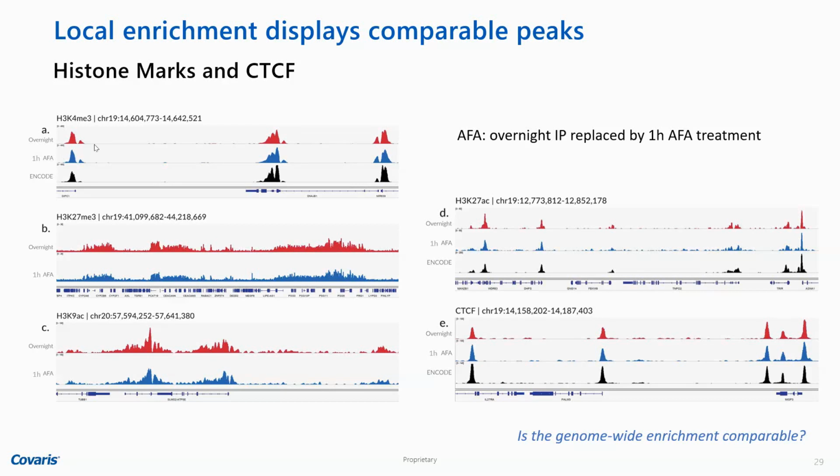from the same starting material. So we have performed this for K4-ME3, K27-ME3, K9 acetylation, K27 acetylation, and CTCF. And what you can appreciate from these browser tracks is that the patterns look very, very similar to each other. However, anyone can show a nice browser track. So how does the genome-wide enrichment compare?